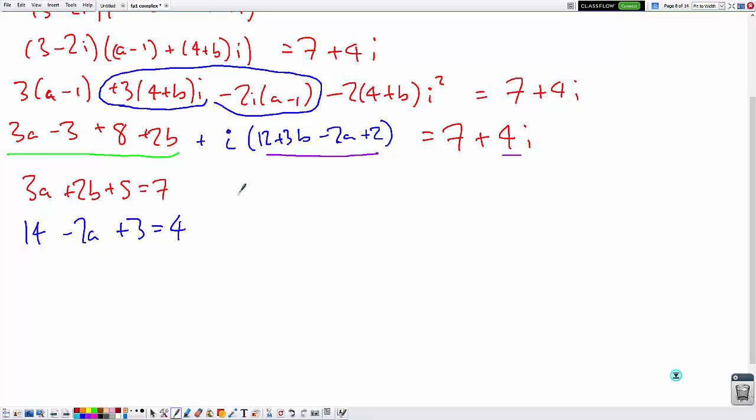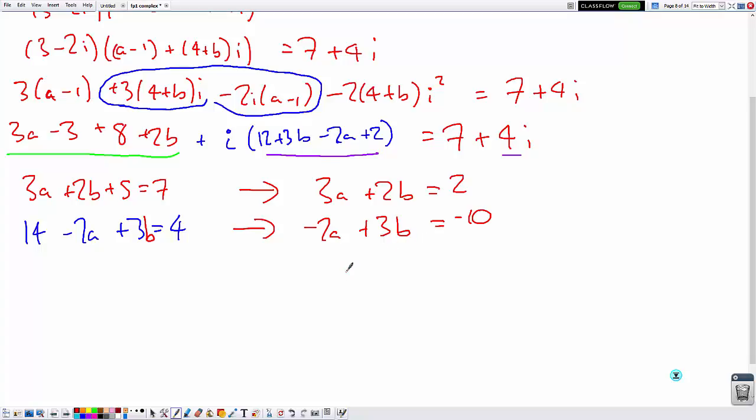So what I'm going to do is, I don't want numbers here as well, so I'm going to subtract 5 from both sides, and subtract 14 from both sides. So this gives me 3a plus 2b is equal to 7 minus 5, which is 2, and this is minus 2a plus 3b, I forgot the b here, there's a b there, equals 4 take away 14, which is minus 10. Now we've got simultaneous equations. We solve these simultaneous equations and we'll get our answer.